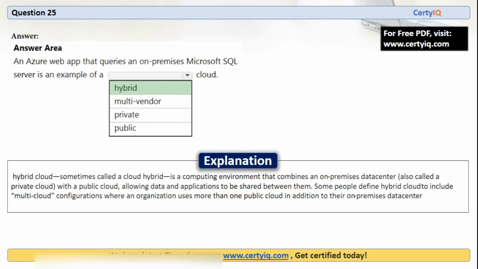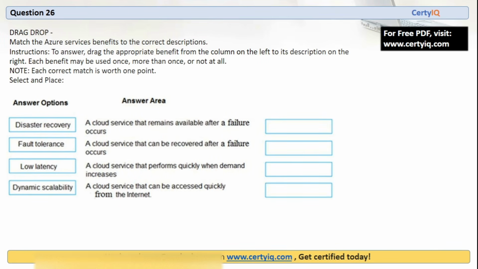Moving on, question number 26. Drag and drop. Match the Azure service benefits to the correct descriptions. Instruction: to answer, drag the appropriate benefit from the column on the left to its description on the right. Each benefit may be used once, more than once, or not at all. Note: each correct match is worth 1 point. Select and place.